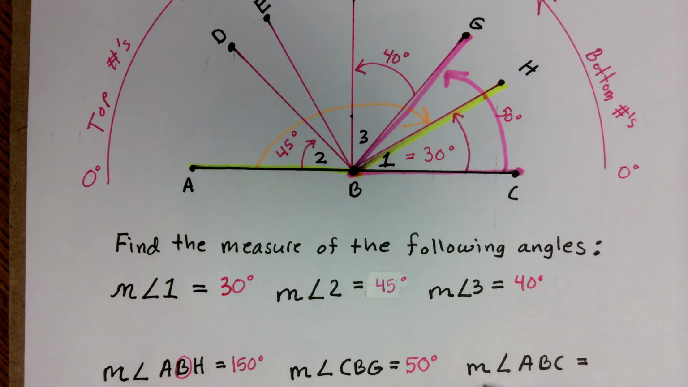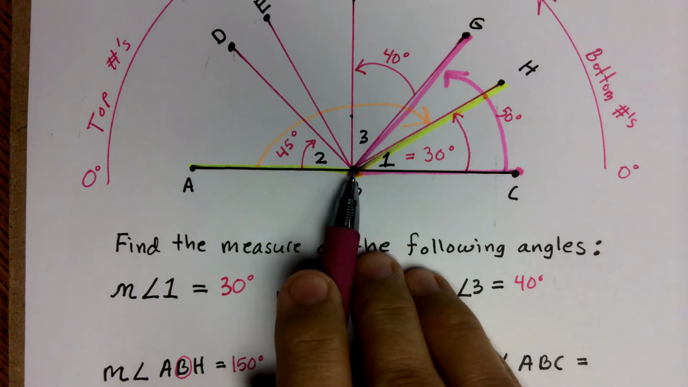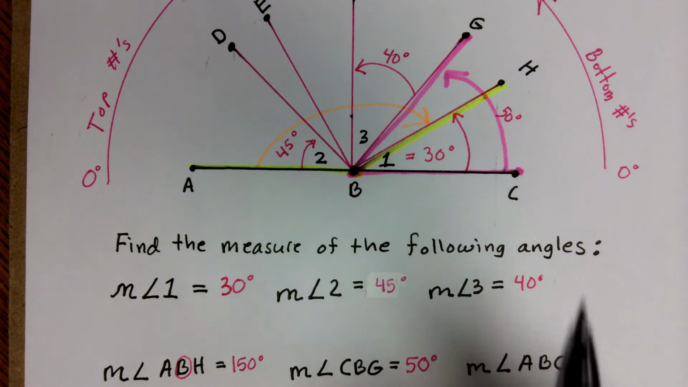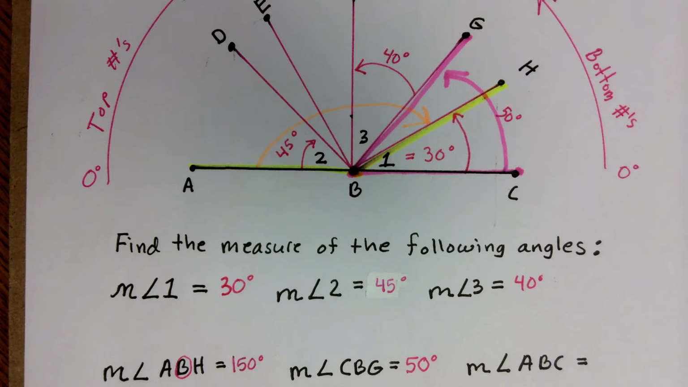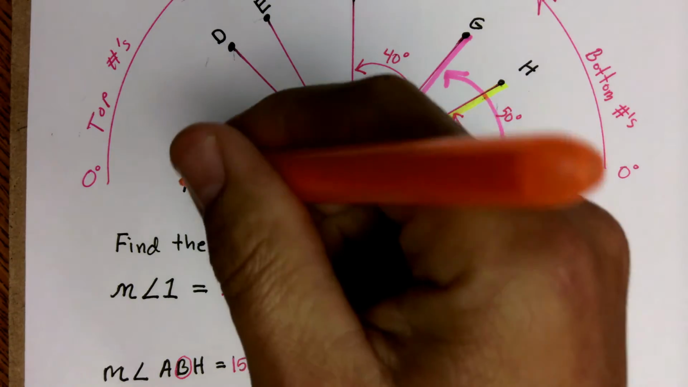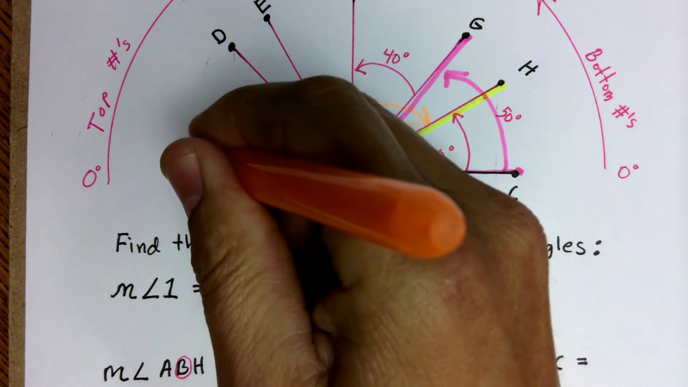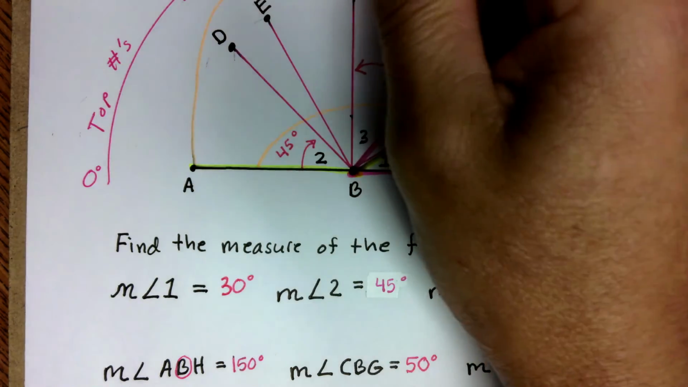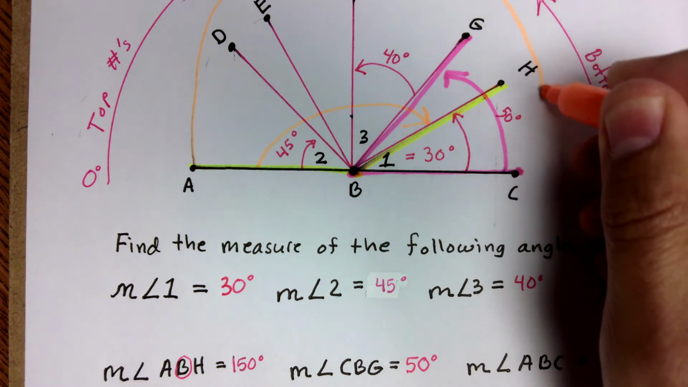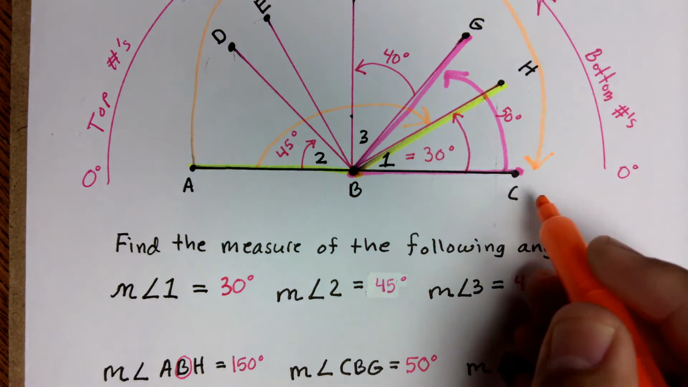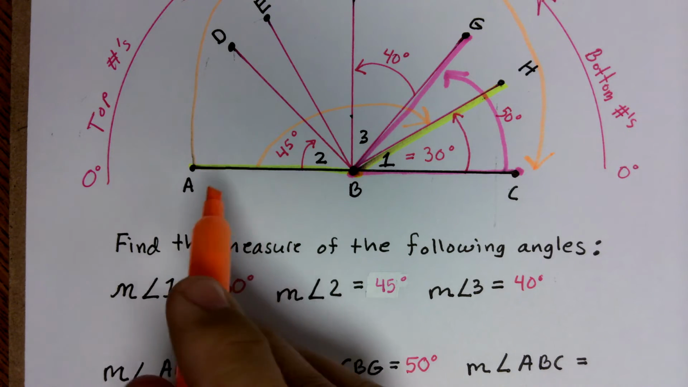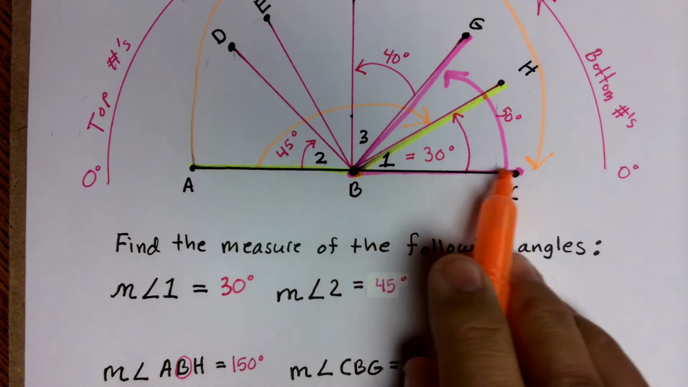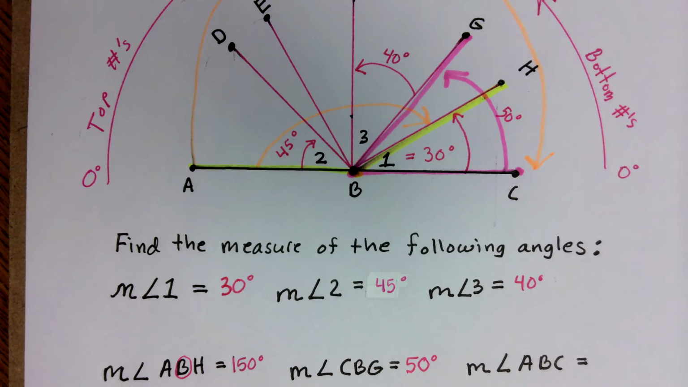Next we have the measure of angle ABC. So we go from A to B to C. Now I do want you to notice that that is a special situation. And notice if I go from A to B to C, I'm actually starting here. I'm going over all the way to the right until it comes back down to a straight line. We also call this a straight angle, right? Because it makes a straight line. And all straight angles are equal to 180 degrees.